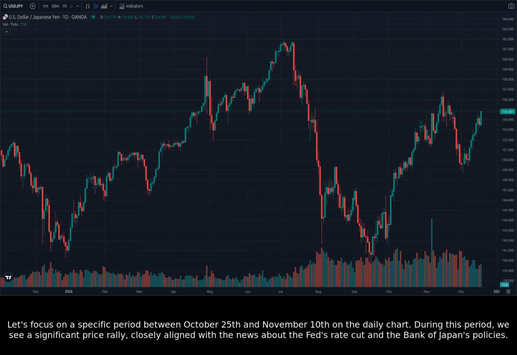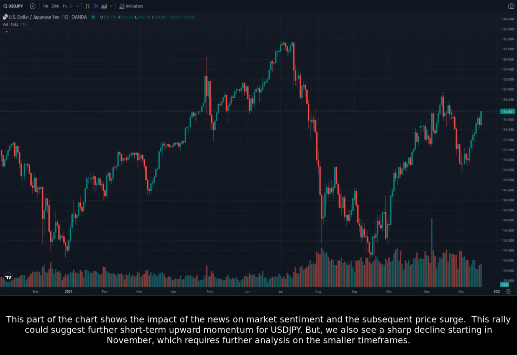Let's focus on a specific period between October 25th and November 10th on the daily chart. During this period, we see a significant price rally, closely aligned with the news about the Fed's rate cut and the Bank of Japan's policies. This part of the chart shows the impact of the news on market sentiment and the subsequent price surge. This rally could suggest further short-term upward momentum for USDJPY. But we also see a sharp decline starting in November, which requires further analysis on the smaller timeframes.